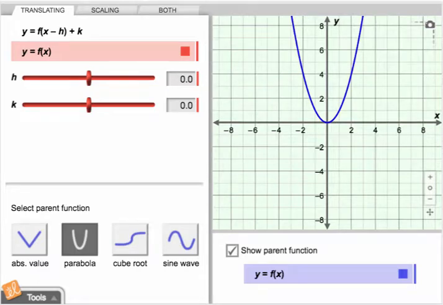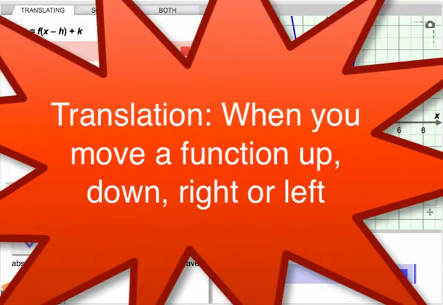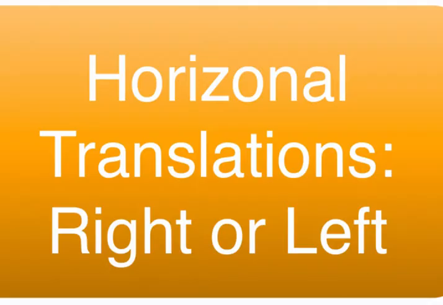Hi everyone. Last time in class we spoke about transformations and different translations. So just to recap, a translation is when you move a function either up, down, right, or left. Today we're only going to be discussing the horizontal transformations, so just moving right and left.